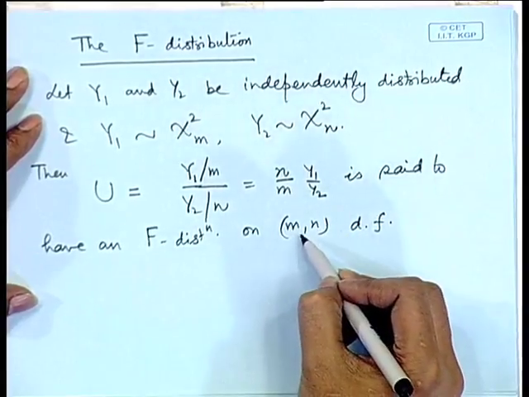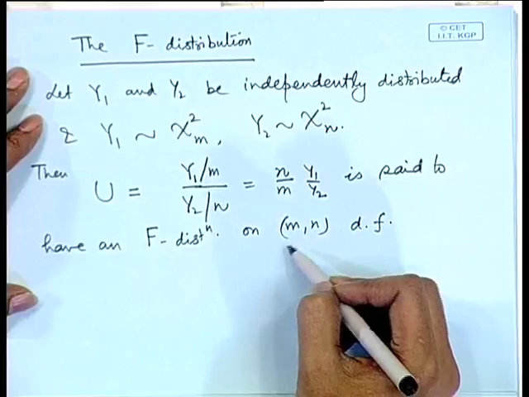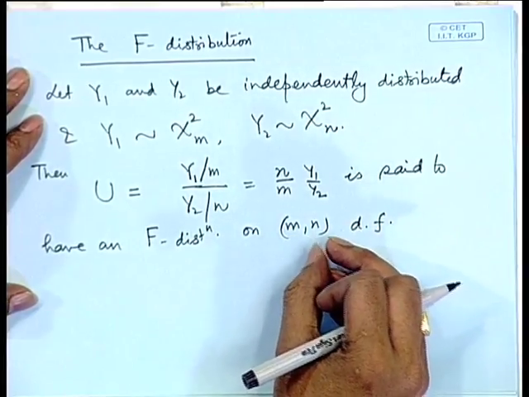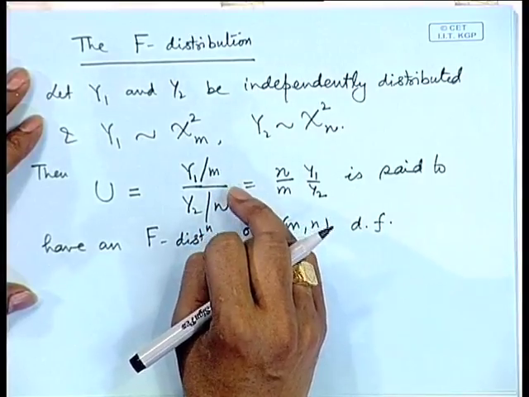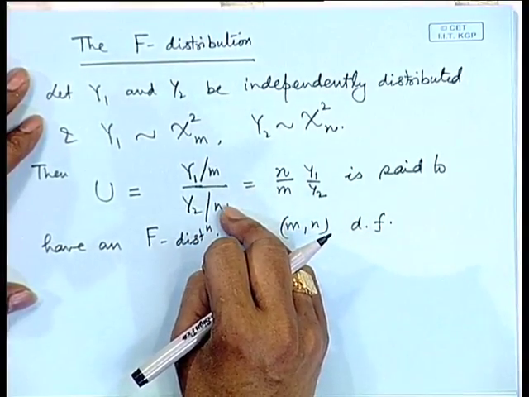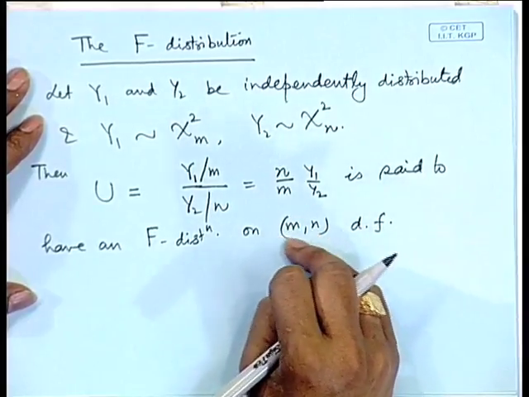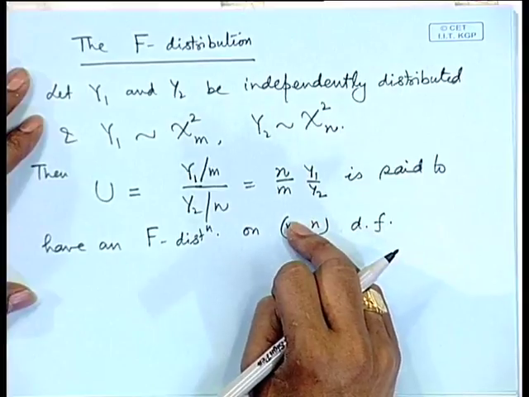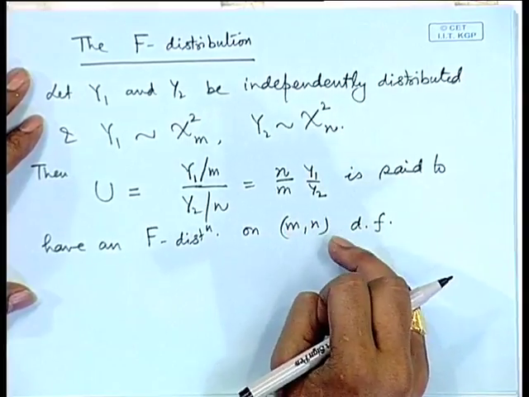Now, here one has to notice that two degrees of freedom terms are coming, and therefore this order is important. If I have a numerator chi-square variable with m and the denominator chi-square with n, then we write the ordered pair m, n. That means, if I write n, m, it will denote a different F distribution.